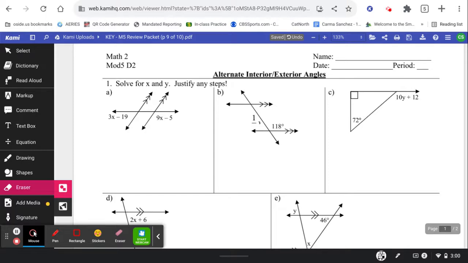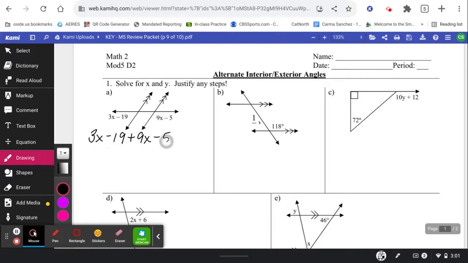Sometimes we have to do multiple steps to get there. So for example, this 3x minus 19 is on an exterior angle. And then here are two parallel lines. And then over here, it's not in the corresponding spot, meaning it's not in the same place here and here. So they're not equal. They're both exterior on the same side. Well, when one is small like this and one is large like this, those two angles are supplementary. So we're going to take the 3x minus 19 and the 9x minus 5, and we know that those two are going to add up to 180.